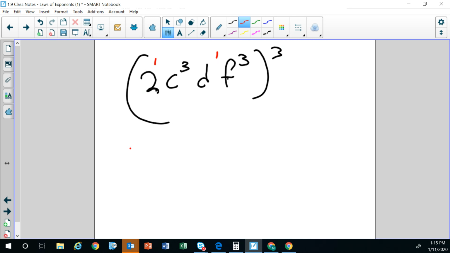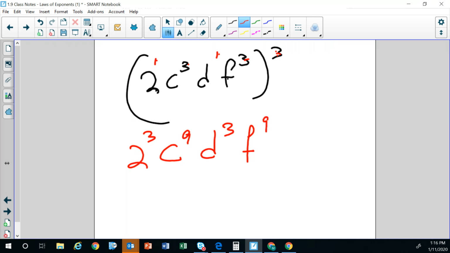So that will give me 2 to the power of 3, which is 1 times 3. C to the power of 9, because 3 times 3 is 9. D to the power of 3, because 1 times 3 is 3. And F to the power of 9, because 3 times 3 is 9.